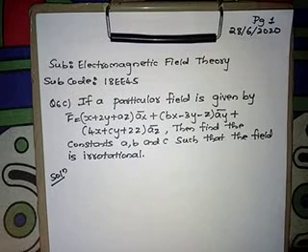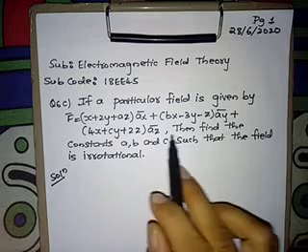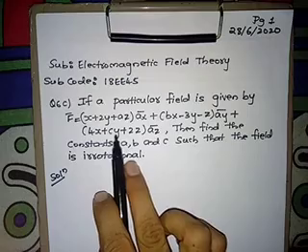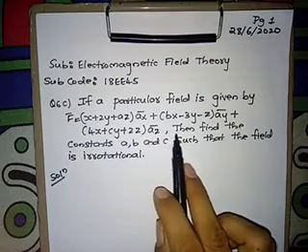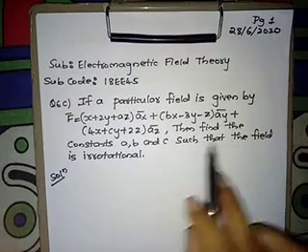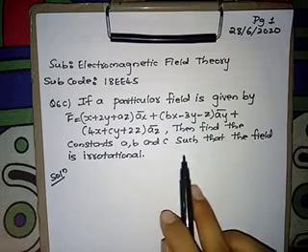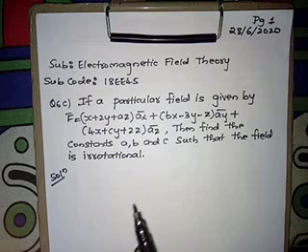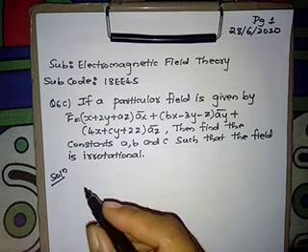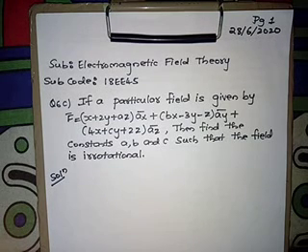Good morning, students. We are solving the previous year question paper and we are on to question number 6c. If a particular field is given by f bar = (x + 2y + az) ax bar + (bx - 3y - z) ay bar + (4x + cy + 2z) az bar, then find the constants a, b and c such that the field is irrotational. Okay, so this is the question being asked.